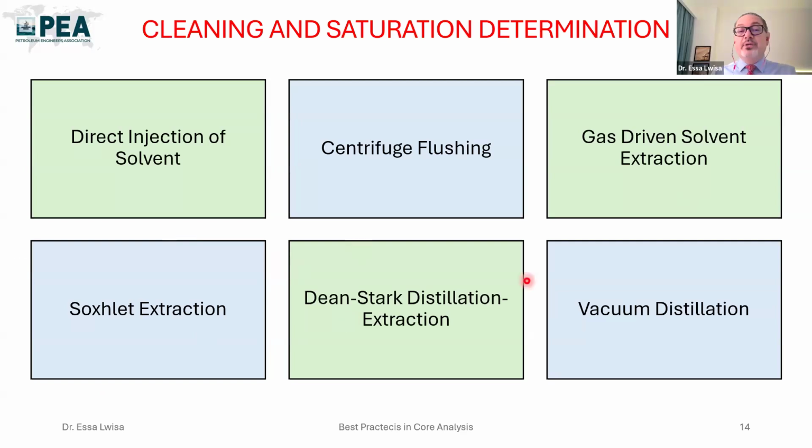Dean-Stark will help you clean the sample and get the amount of water inside the sample, the fraction of water saturation. However, there is a little bit of difference. Soxhlet is more efficient than Dean-Stark, because in Soxhlet the sample is immersed and soaked in the solvent. And then there is the vacuum distillation.